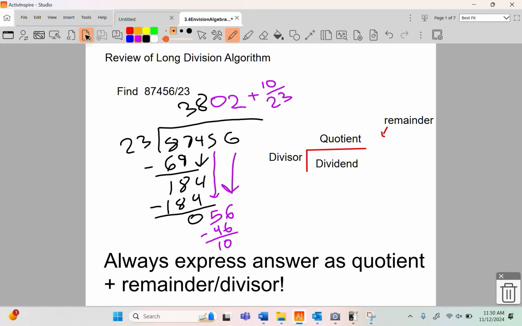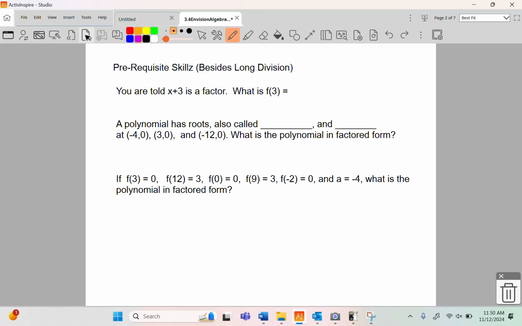Now, before we do that, let's go over some prereq stuff. There's a typo here. It's supposed to be asking what is f of negative 3. So you were told that x plus 3 is a factor. What does that mean f of negative 3 is? Too bad the software just crashed. Already had a perfectly good graph up.